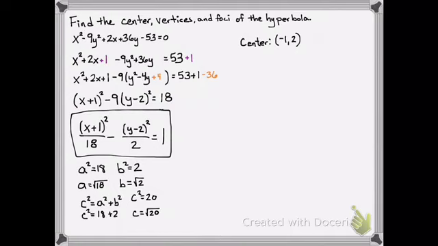So once I have those values, I can figure out where my vertices are and where my foci are. To get my vertices, if you recall from the last video, and if you haven't watched it yet, why are you watching these out of order? Go watch them in order. It's just like a TV show, you're going to be confused.